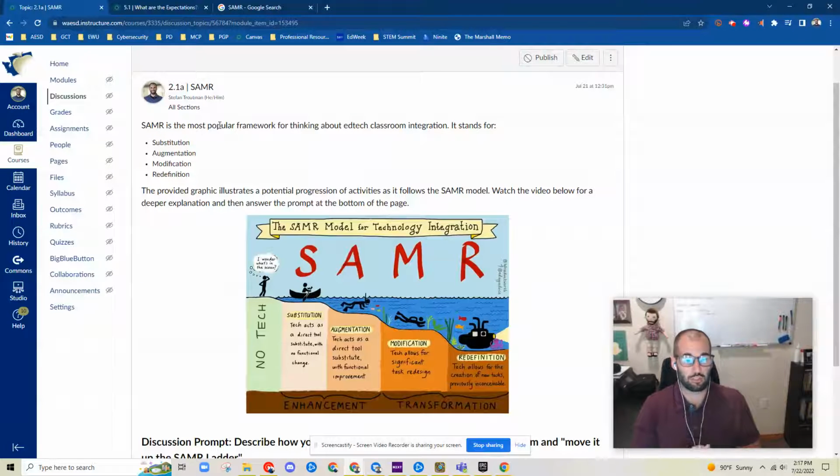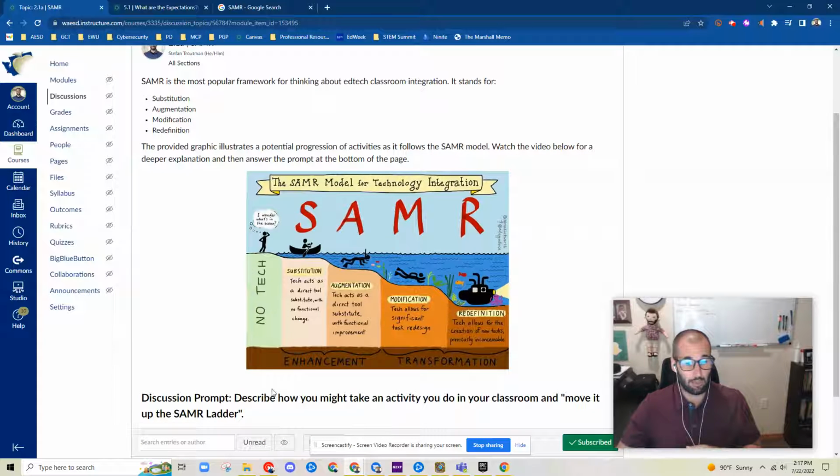Then it's really worth spending some more time on that because that's going to be a very rich task for your students. So your prompt down here below is to do what I just did, but you can't use writing a paper. How could you take an activity in your classroom and move it up the SAMR ladder? What might that look like moving through those different progressions? So do some thinking around that and then post that discussion response and see what other people are saying.